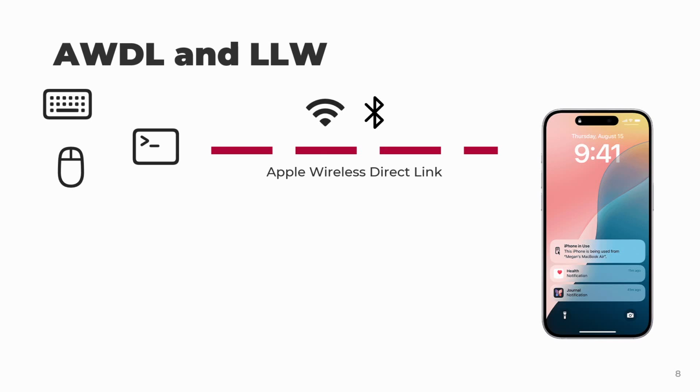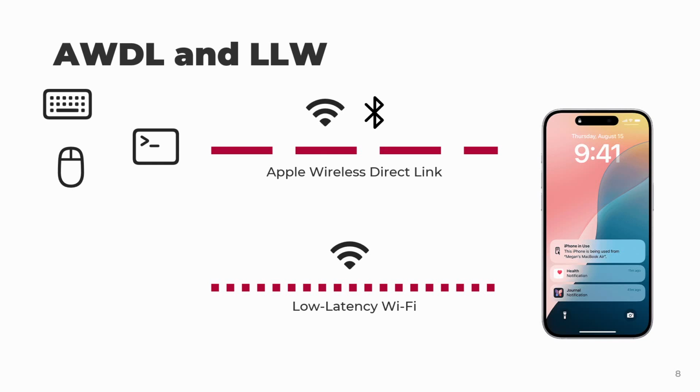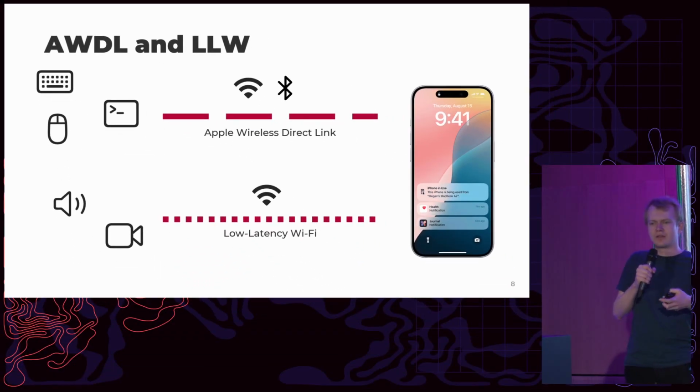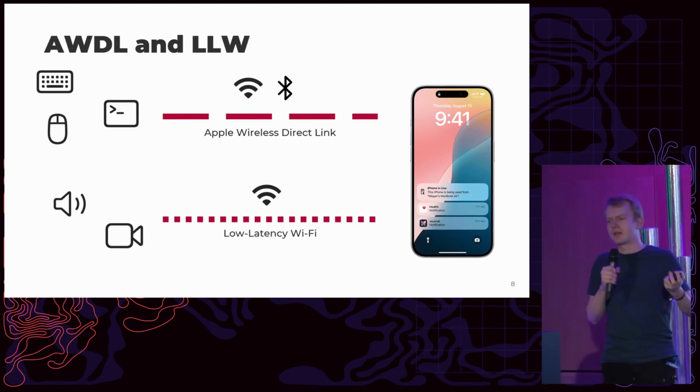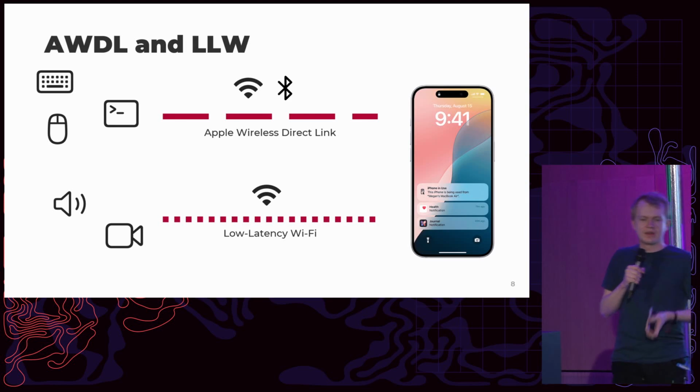But Apple Wireless Direct Link isn't really suitable for live video streaming, and Apple has their own proprietary protocol for that as well, which works over Wi-Fi. They call it low latency Wi-Fi, and it is what they use for the media data, so video and audio. Interestingly, this is basically the same thing that you would use when using Apple Sidecar, but just in reverse. So here it's the iPhone sending video to your Mac, whereas with Apple Sidecar, it's the Mac sending video to your iPad, and for the control data the other way around, which was quite interesting.